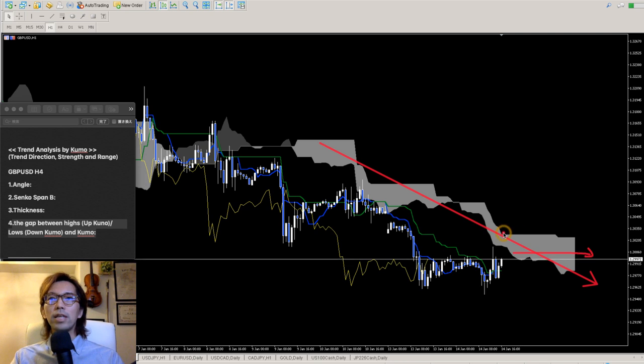And Senko span B is also flat, right? It's flat. And the price is heading towards the Kumo now. But if you look at the previous history, it was supported here. Resisted. It was resisted here. So it might be resisted like at Senko span A, and the price might keep dropping downwards. But anyways, I don't see any confirmations for the price to keep going up in this case.